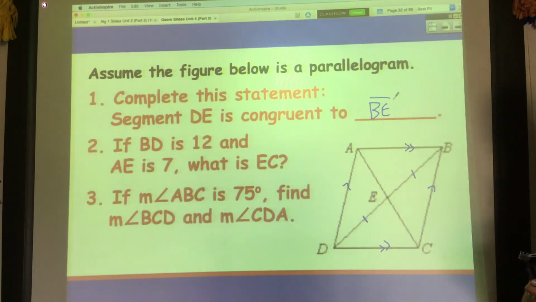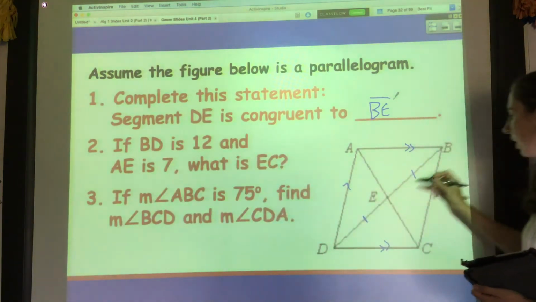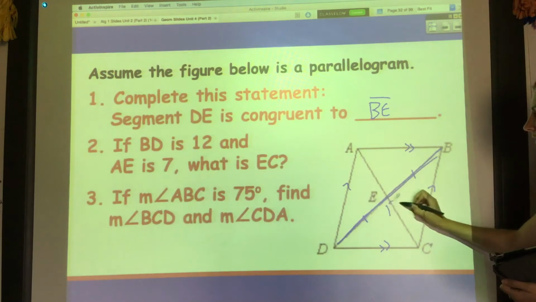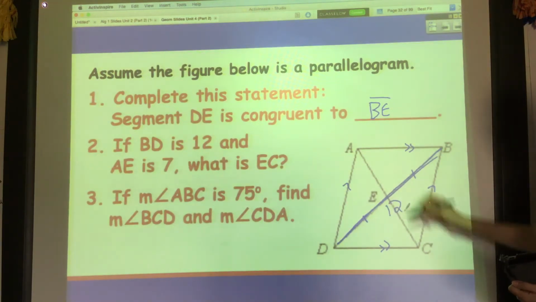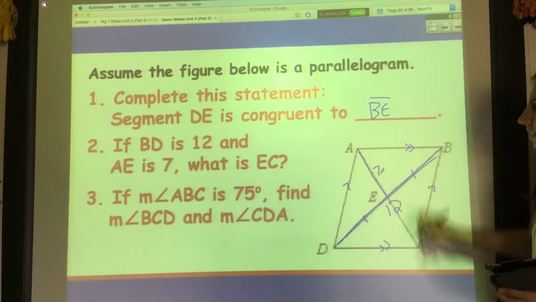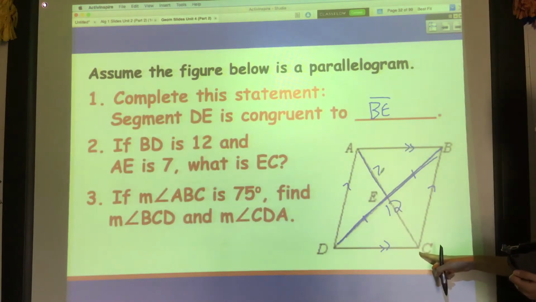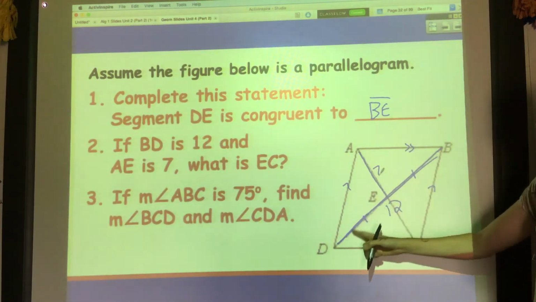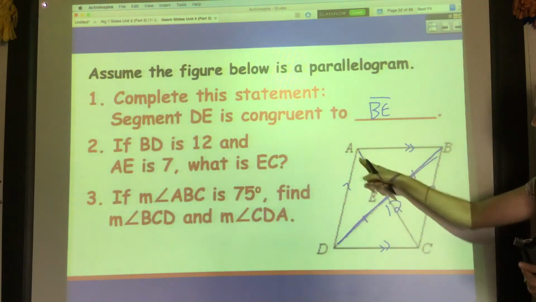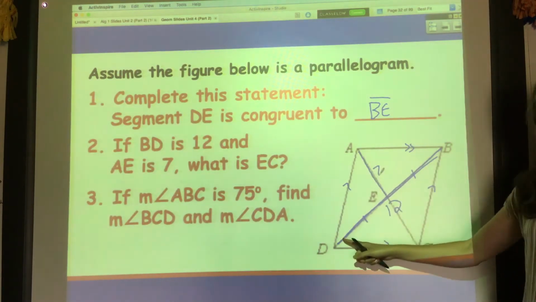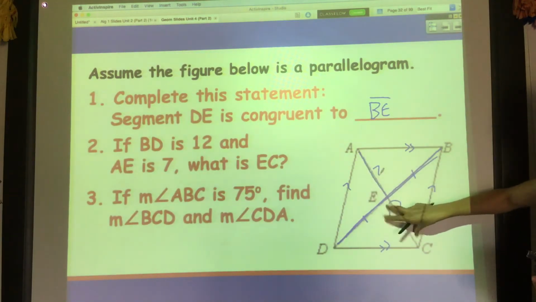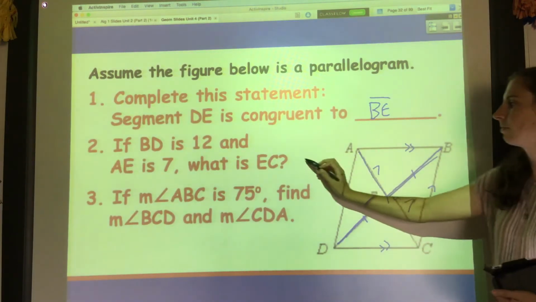It says if BD is 12, so if this full diagonal is 12 and AE is 7, what is EC? So the BD part was unnecessary information. You don't need that. This diagonal length does not depend on this diagonal length. But if AE is 7, then EC is also 7.